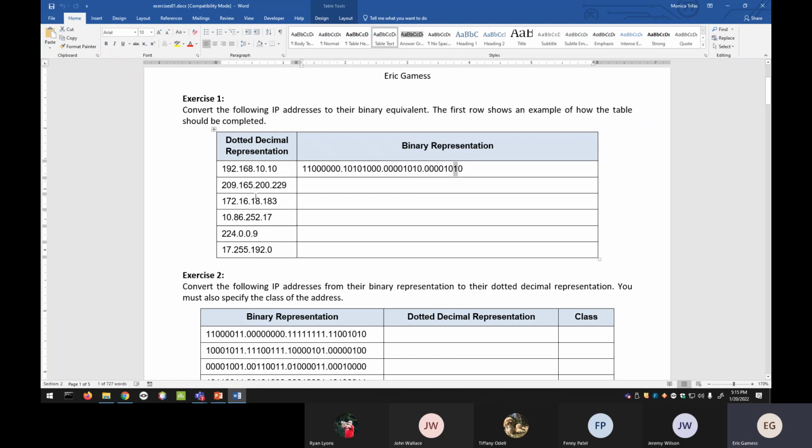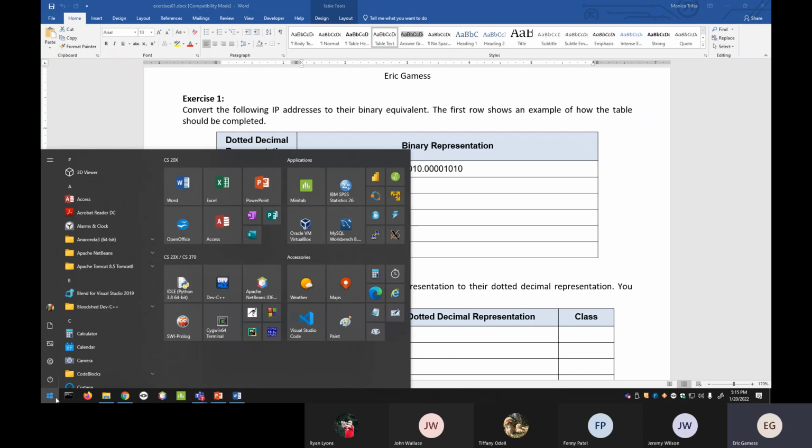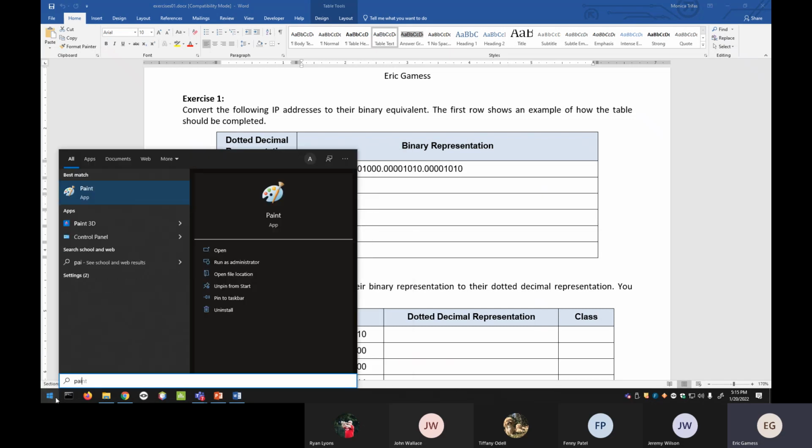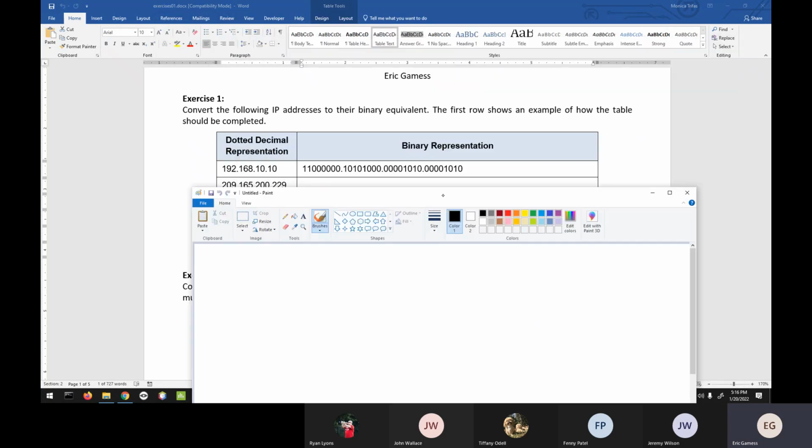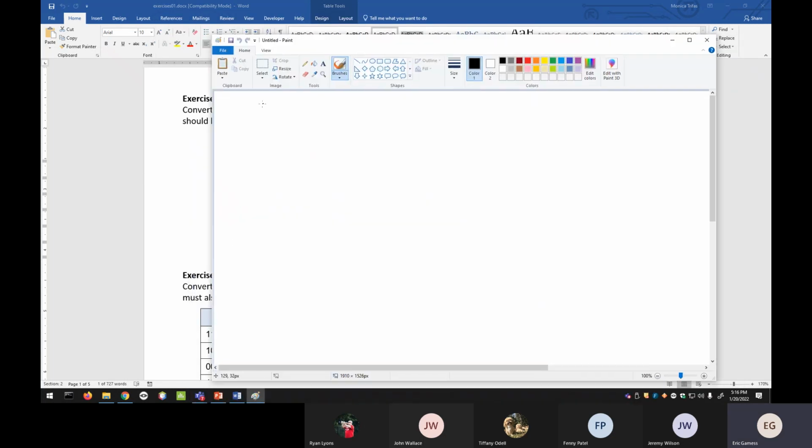Let's say that you want to convert this one: 209.165.200.229. So what should we do? We need to convert 209 from decimal to binary. This is the first thing that we will have to do. We have several methods to do it. We did that at the beginning of the course. We can just use the calculator, but at least let's do it by hand one time, and then we will use the calculator. So I have 209 that I want to convert to binary.